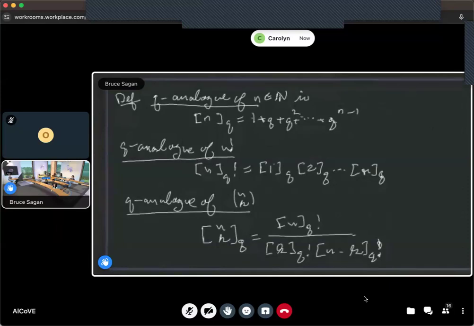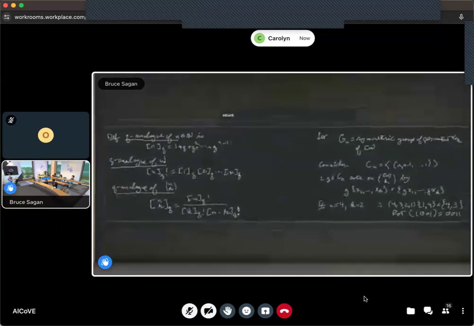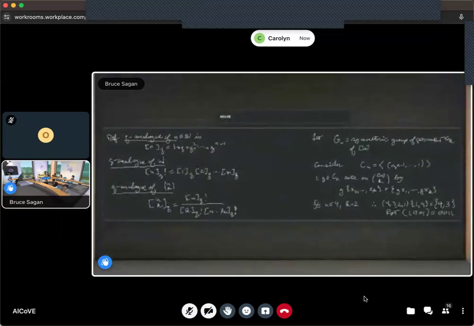Okay, so those are the definitions. I should say that sometimes, to make things easier to write, I'm going to drop the subscript Q's. Now, that could cause some confusion with the Q analog of n, because we're also using brackets n for the numbers 1 through n. But hopefully context will make it clear. If it doesn't, just ask which of the two I mean, and I'll be happy to say something.